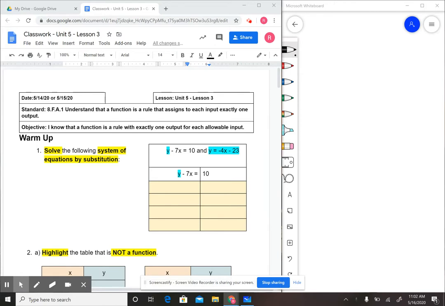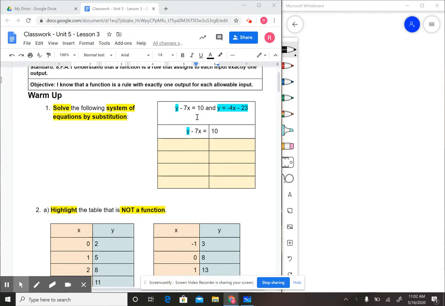So for today, we were talking about standard 8.F.A.1, which is to understand that a function is a rule that assigns each input exactly one output. Objective: I know that a function is a rule with exactly one output for each allowable input.